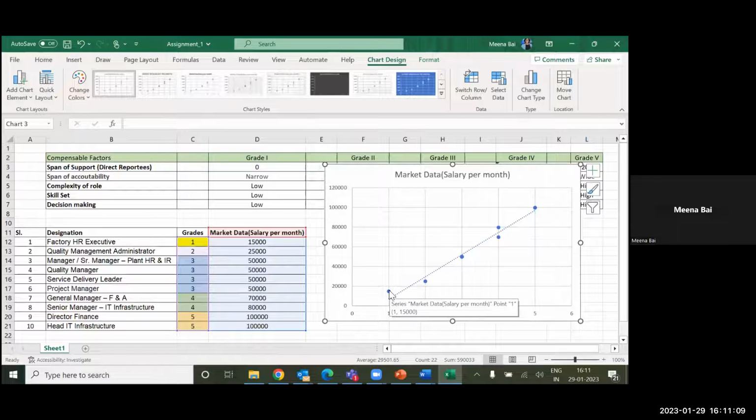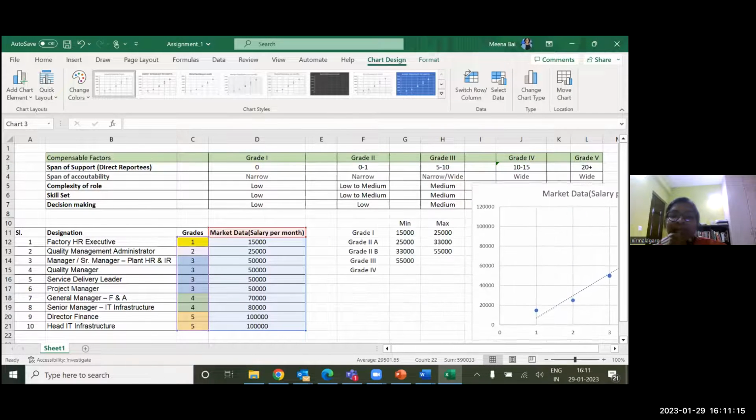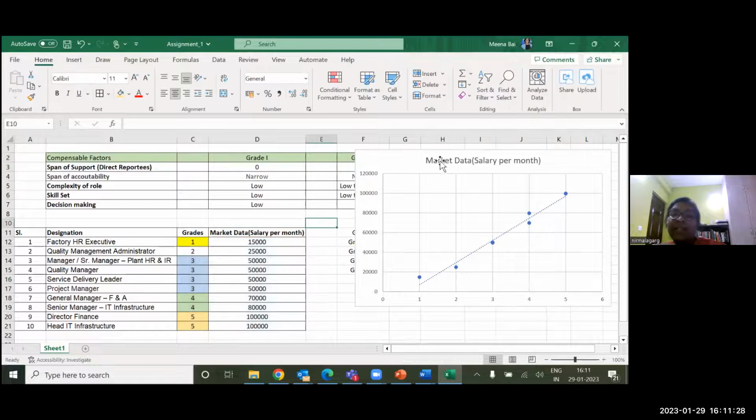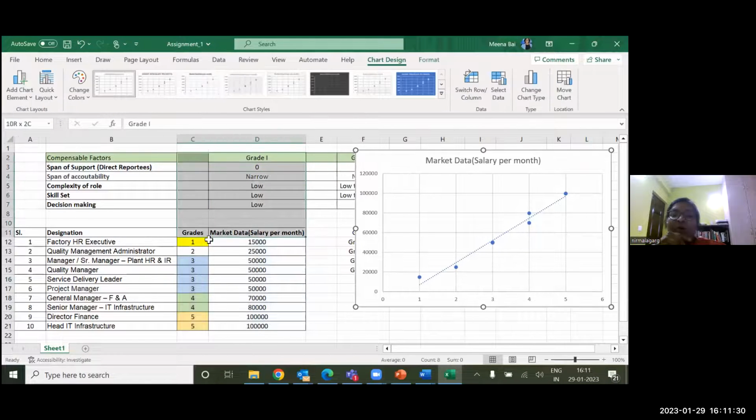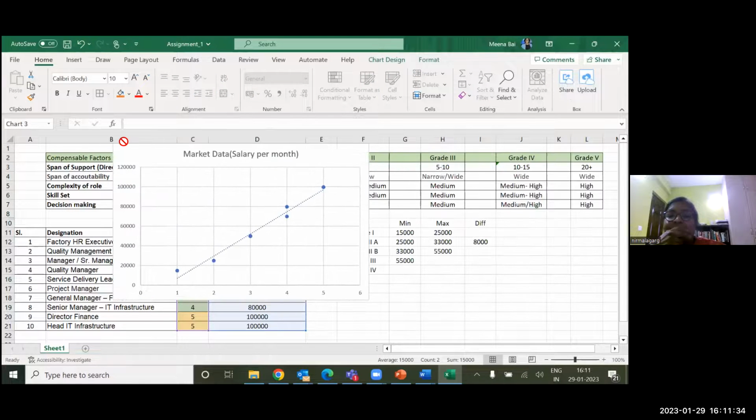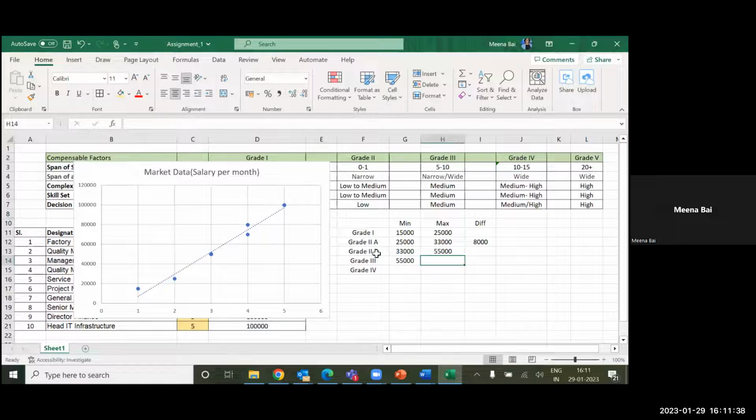15,000 grade 1 minimum. So grade 1 will be 15,000 to 25,000. That's good enough. Grade 2 will be 25,000 to 55,000. Right? Now you have really good data. And grade 3 will be again 55,000 to 75 or something like that. So this is good grade data.